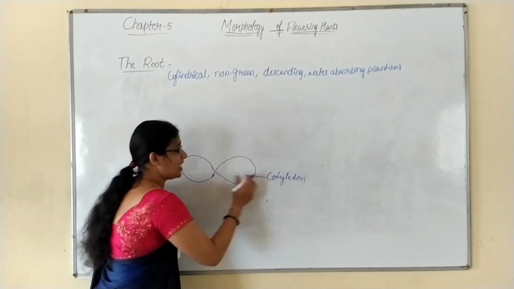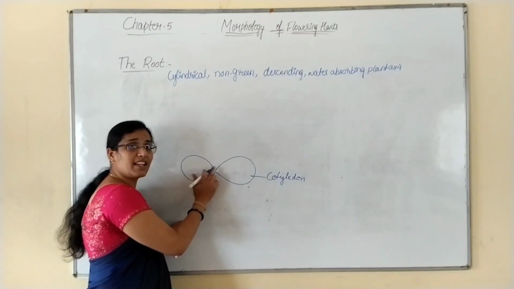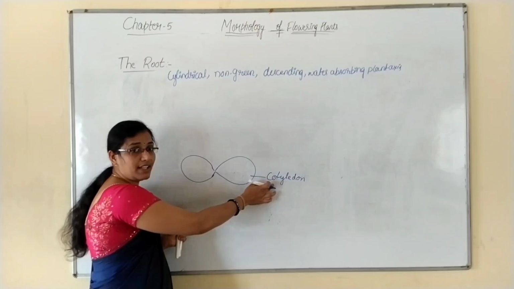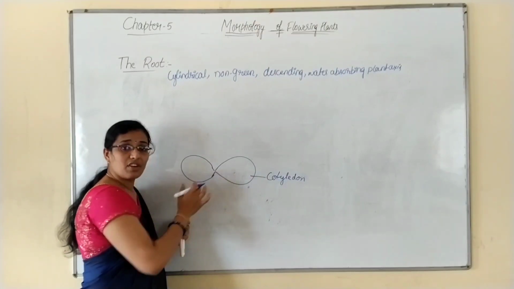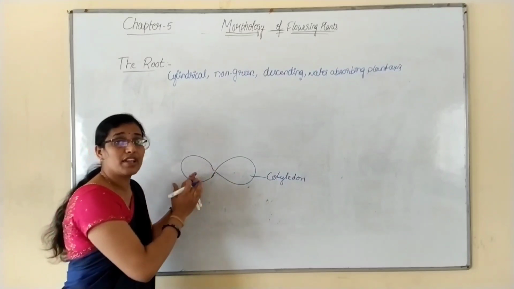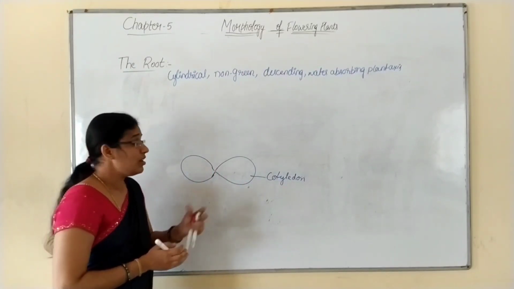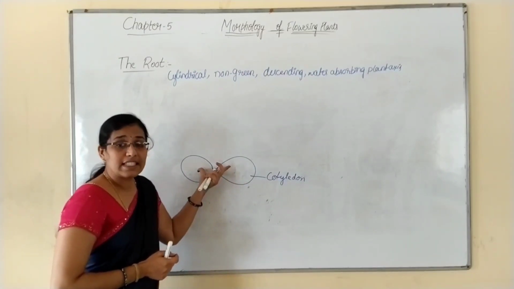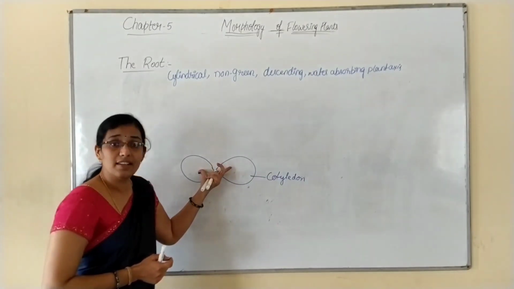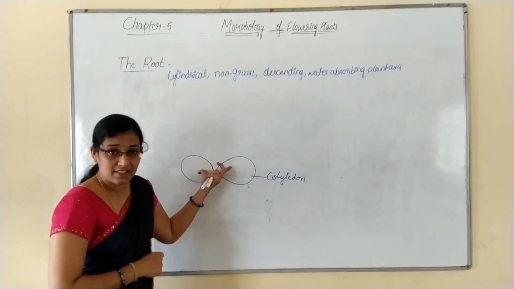What do we call them? These are called cotyledons, plural. A single leaf-like structure is called a cotyledon. What is the function of this cotyledon? This cotyledon is involved in the storage of food materials. So cotyledons are the thick, fleshy, green, leaf-like structures involved in the storage of food materials.